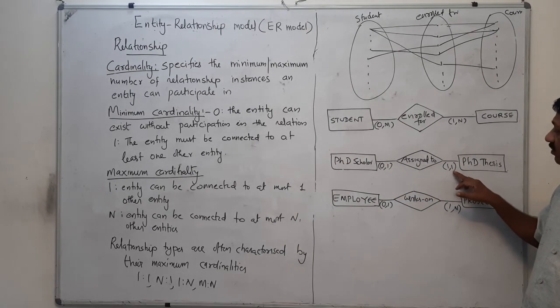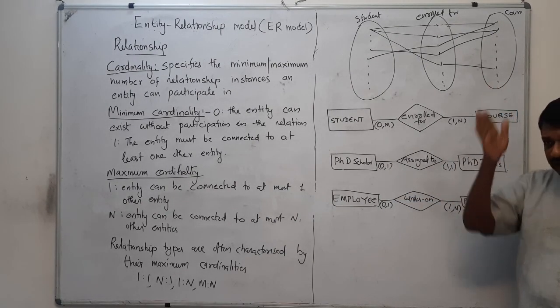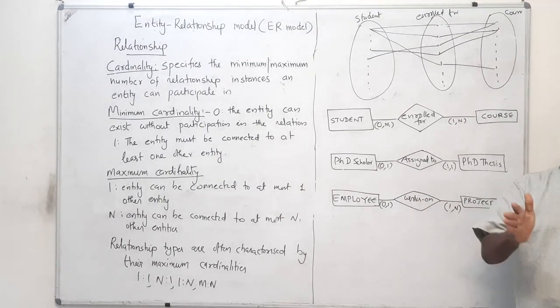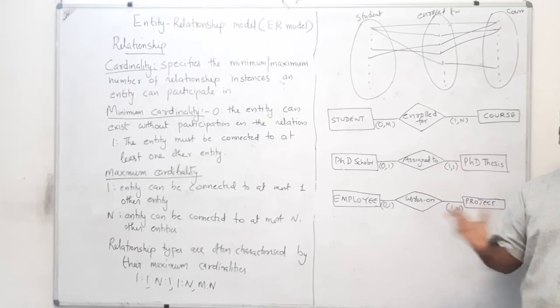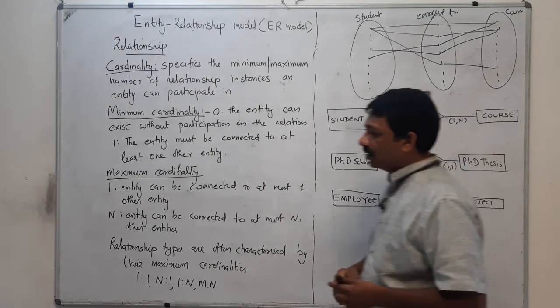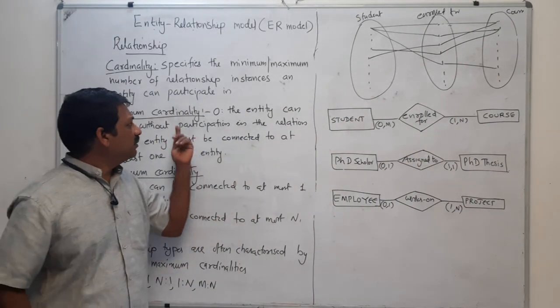Here minimum is 1 and maximum is 1, which means if there is a PhD thesis, there should be a writer and at most one writer. That means more than one writer is not expected. Okay, so that is minimum cardinality.